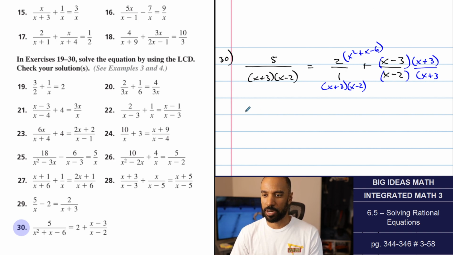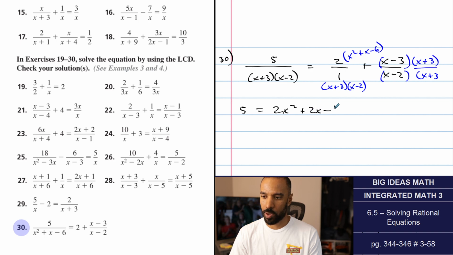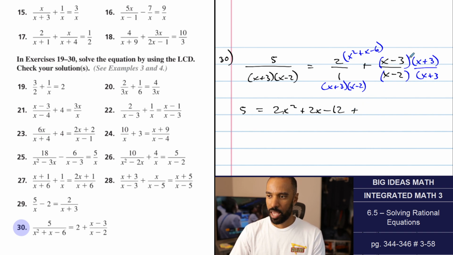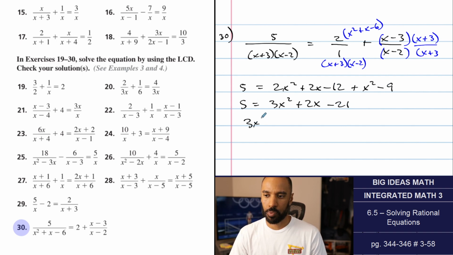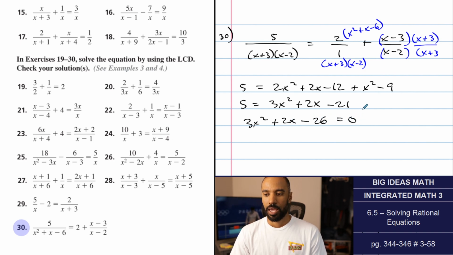Now I have a common denominator. So I got 5 equals 2x squared plus 2x minus 12, plus x squared minus 9. Difference of 2 squares. 2x squared plus x squared plus 2x, negative 12 minus 9. And subtract the 5 over. 3x squared plus 2x minus 26 equals 0.